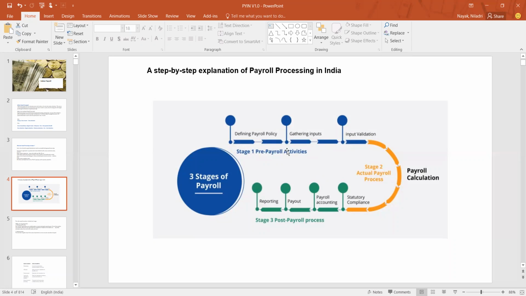Suppose somebody is asking in general, it is not only for SAP, for any other product as well, whatever payroll software you will be working with and coming across, these three things will always remain the same: pre-payroll, actual payroll calculations, and the third is the post-payroll process. This is how typical payroll processing works, not only for India, it is not country specific. More or less, most organizations across the globe follow a typical structure like this.